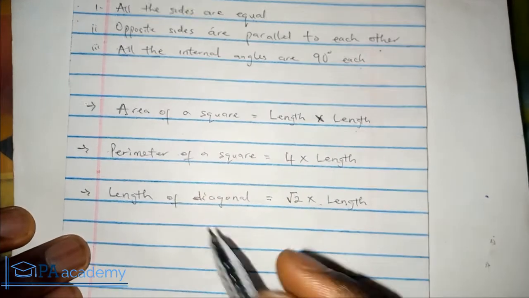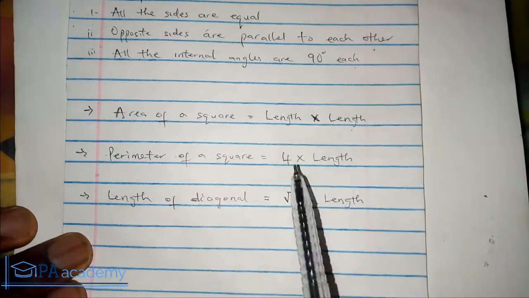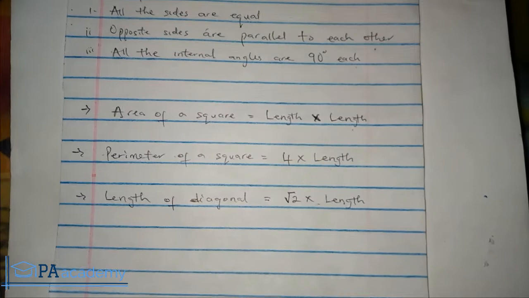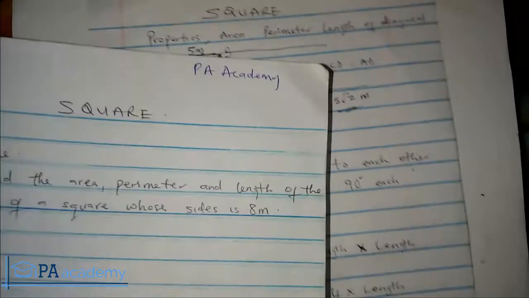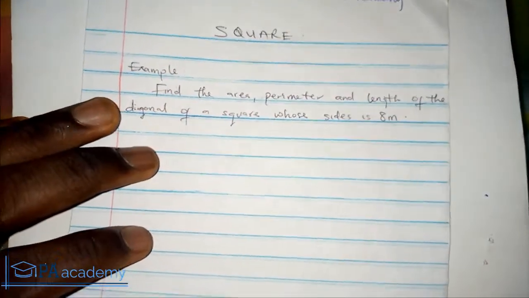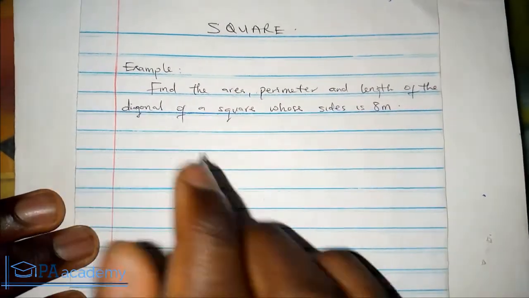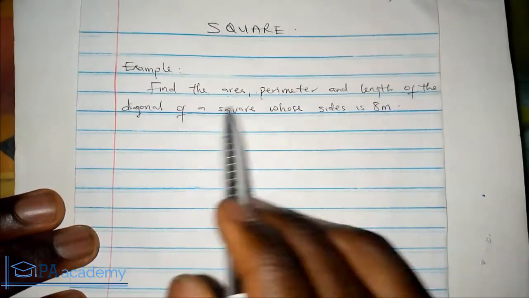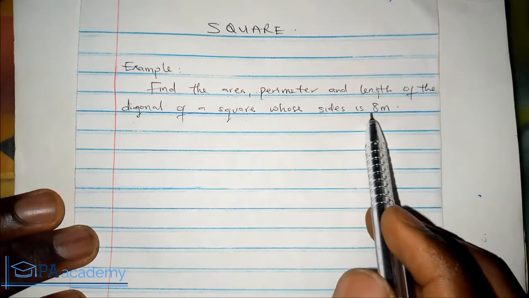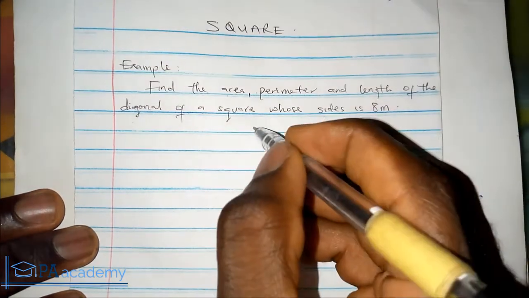So these are the three formulas that are associated with square. Now let's look at these examples and apply these formulas. If you are given a question under square, let's look at it. It said: find the area, the perimeter, and length of the diagonal of a square whose side is 8 meter. So, solution.